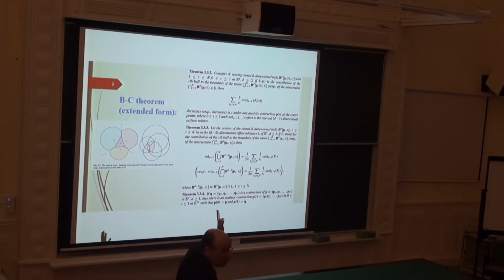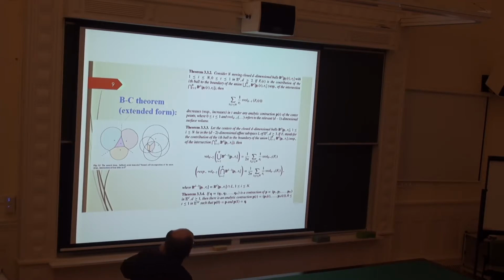So this first part says that this weighted surface volume exactly has this monotonicity property that if we take an analytic contraction, in case of a union, this decreases. In case of the intersection, it increases. This is part A of the theorem, and it holds in all dimensions. So there's no restriction on the dimension here.